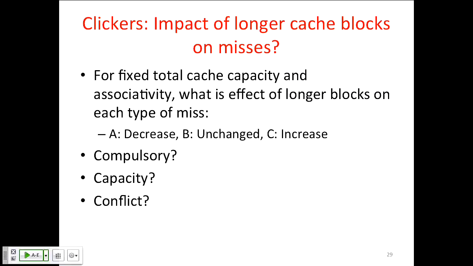Finally, conflict misses. So fixed capacity, fixed associativity, but I'm going to increase the block size. What's the effect going to be on conflict misses? A, B, or C? Decrease, unchanged, increase.